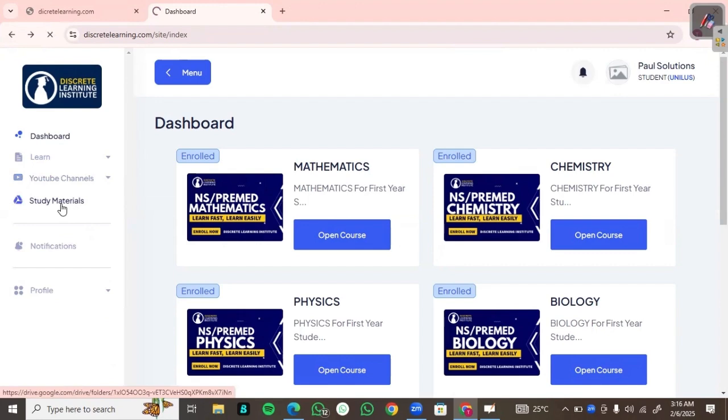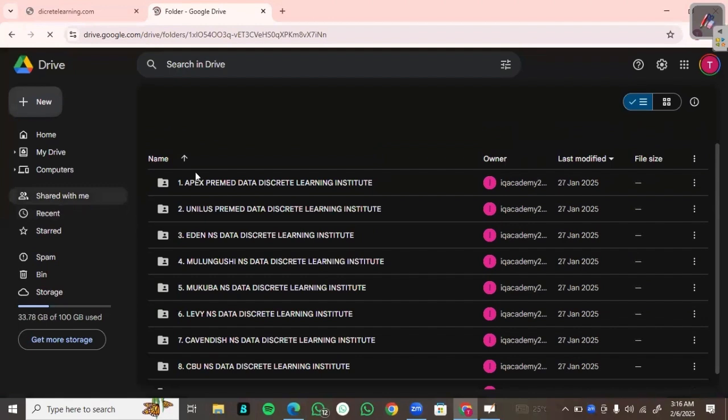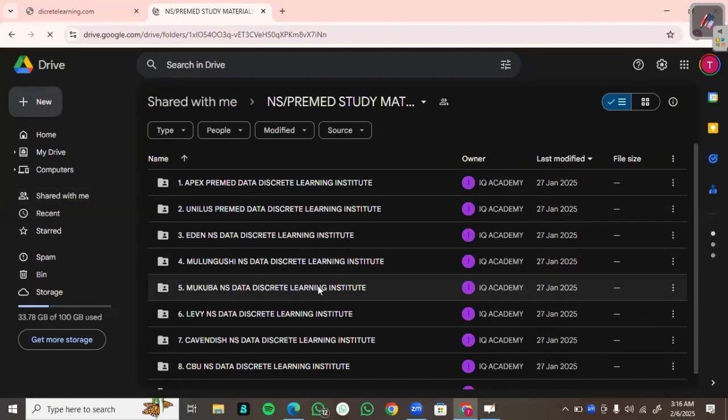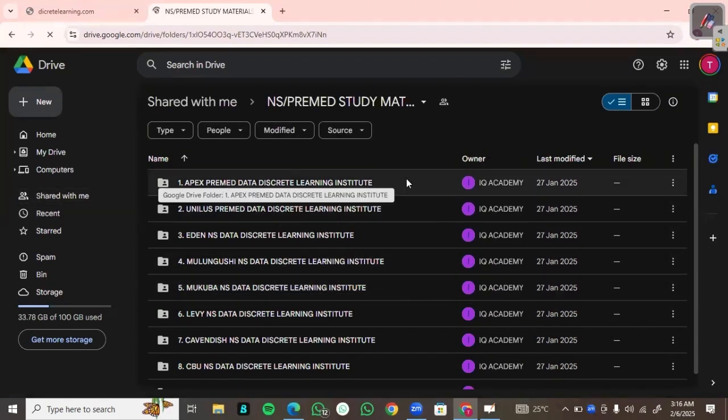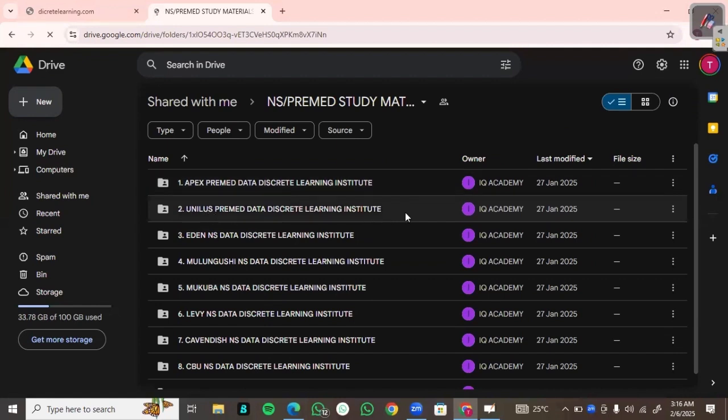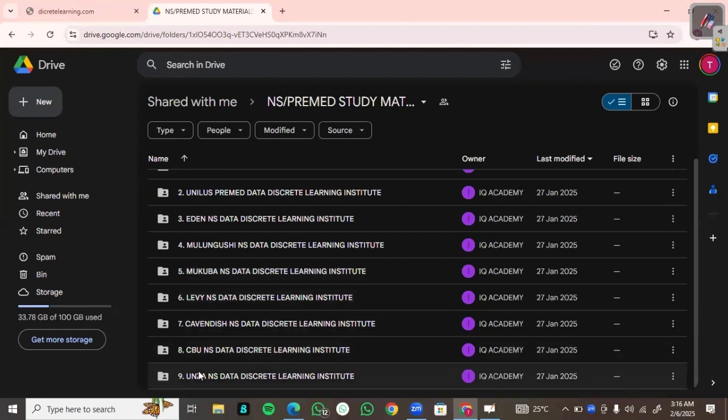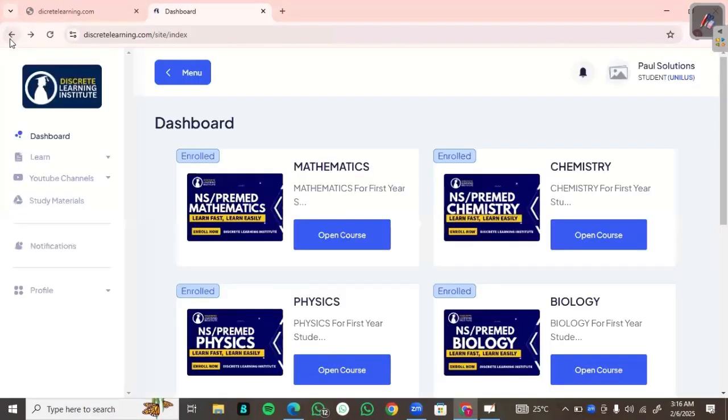When I click on study materials there, it's going to take me to this page where we have different study materials based on your university. If you're from Apex, you open the Apex folder. If you're from Unilas, you open the Unilas folder. Then you open that just like that. If you're from UNZA, you open the one for UNZA. All right, so let's go back there and check what we have inside the courses.